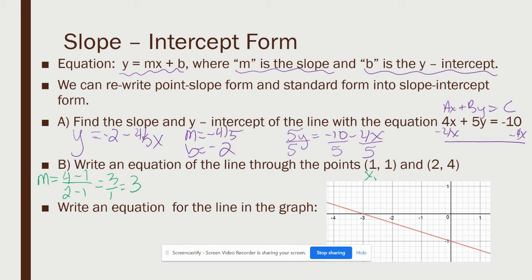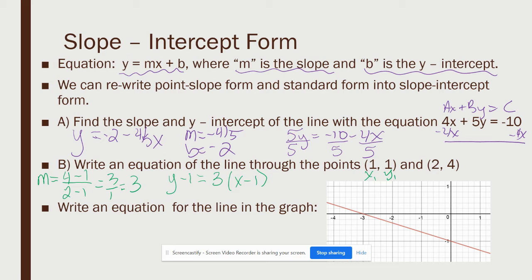And I will use this first ordered pair to plug it into point-slope form. So y minus 1 is equal to 3 times x minus 1. This is our point-slope form.